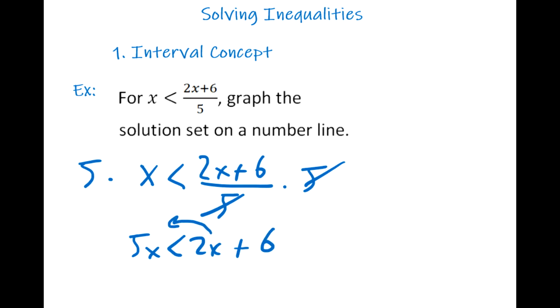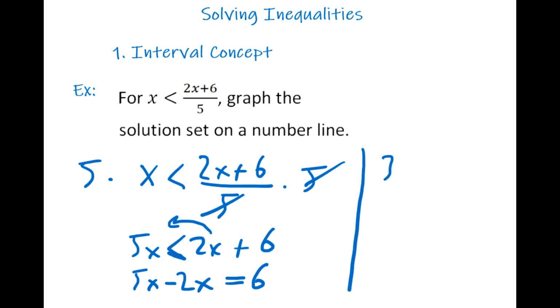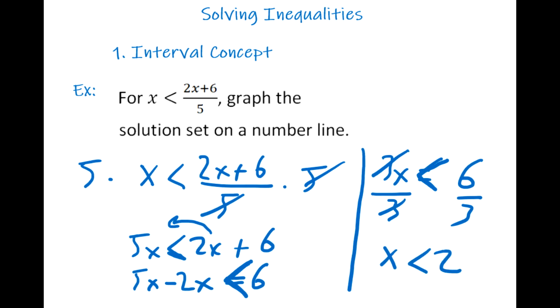Just send this 2x to the left, so it's going to be 5x minus 2x. Treat this symbol as if there is an equal symbol and do the calculations. And 6 is left over on the right. If we subtract 2x from 5x, we're going to have 3x on the left. And on the right we have, no, that's not an equal symbol, that is a less than symbol, guys. So there is a less than symbol here, and on the right we have 6. Divide both sides by 3 to leave x alone, and once you do it, you're going to have x is less than 2, guys.